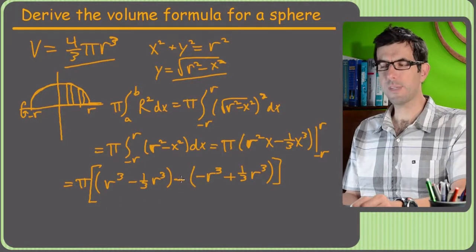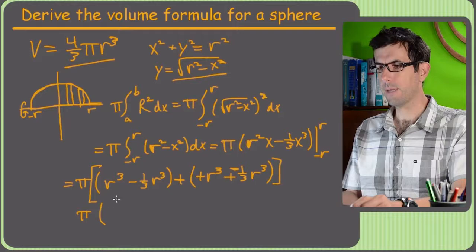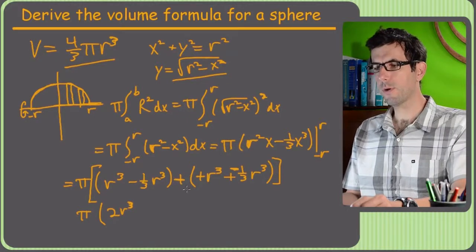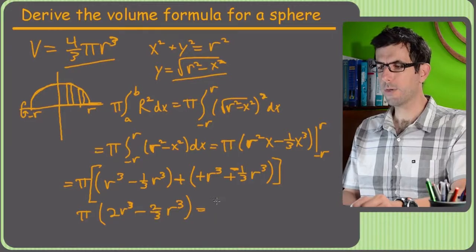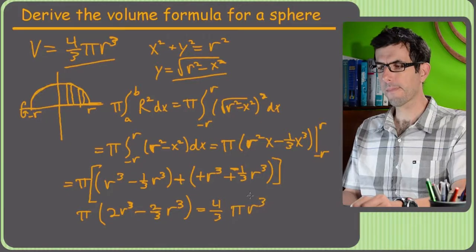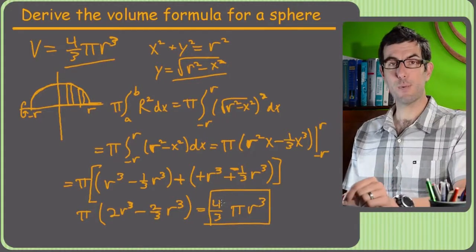All right, so this negative sign has to get distributed in, so do that and do that. So we have pi times r cubed plus r cubed is 2r cubed. And then minus 1/3 and minus 1/3 is negative 2/3 r cubed. And sure enough, 2 minus 2/3 is 4/3. Pretty sweet. All right, so the magic works.